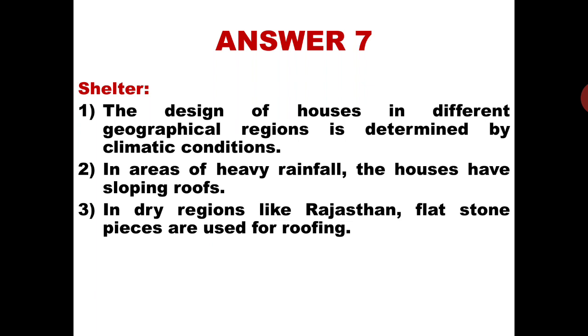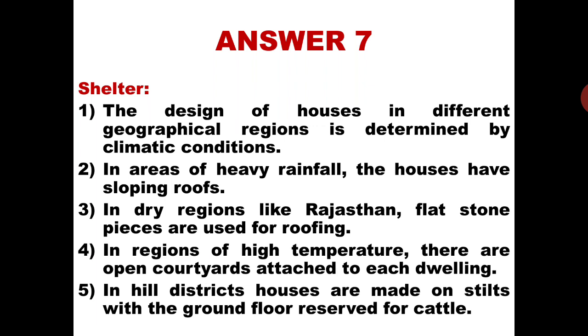In dry regions like Rajasthan, flat stone pieces are used for roofing. In regions of high temperature, there are open courtyards attached to each dwelling. In hill districts, houses are made on stilts with the ground floor reserved for cattle.